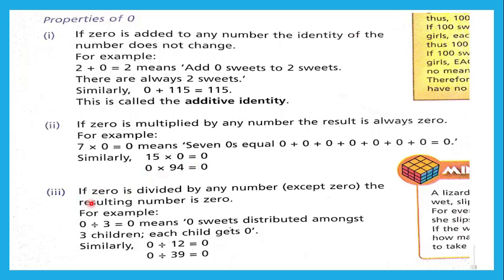Now the third property: if 0 is divided by any number except 0, the resulting number is 0. For example, 0 divided by 3 is 0.